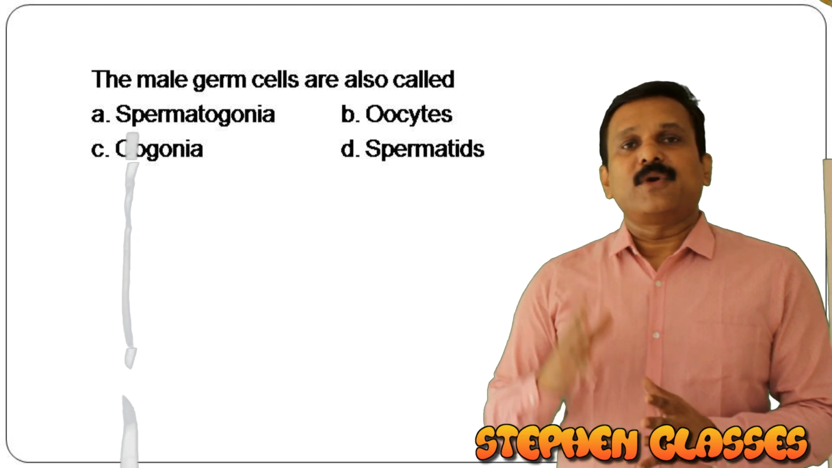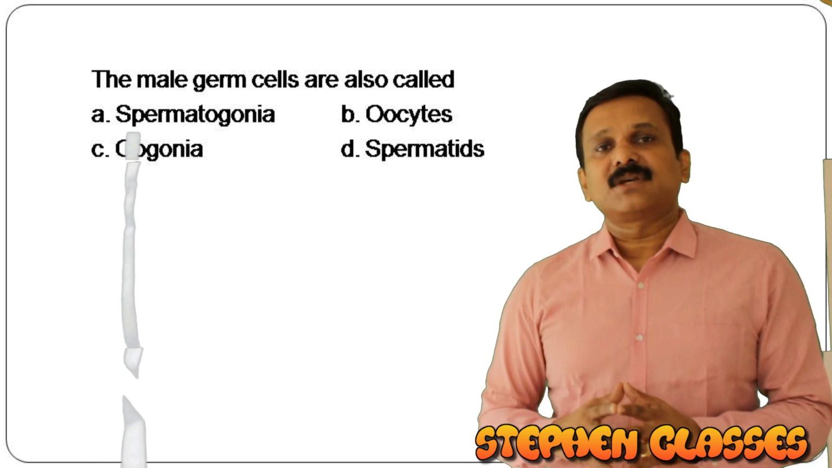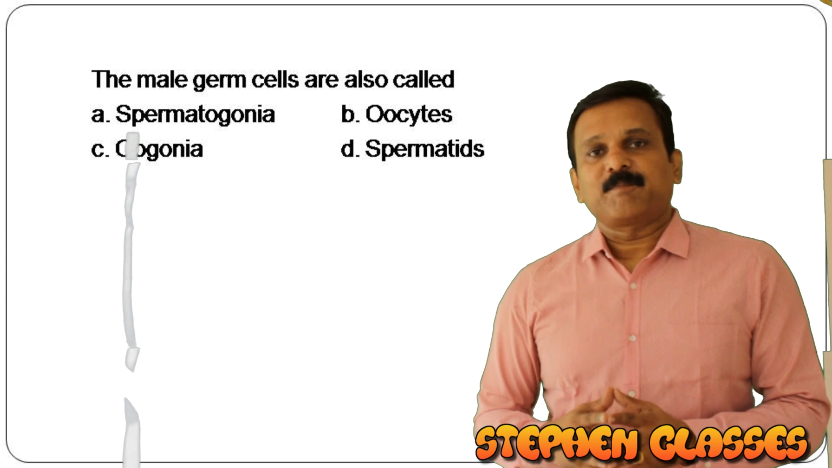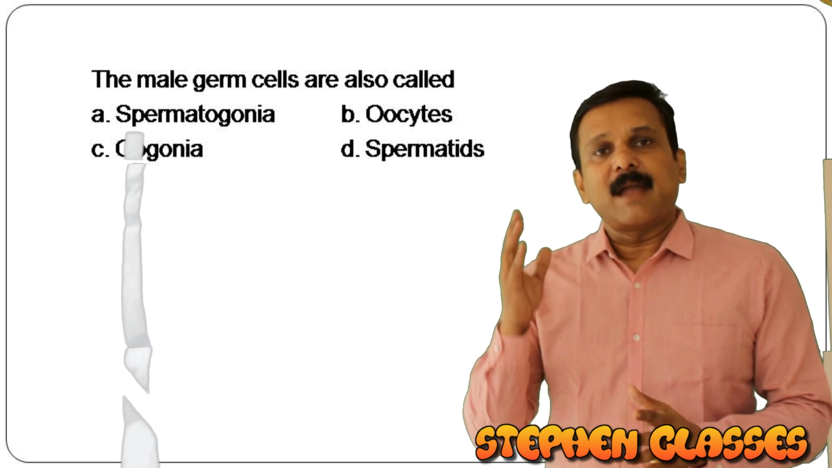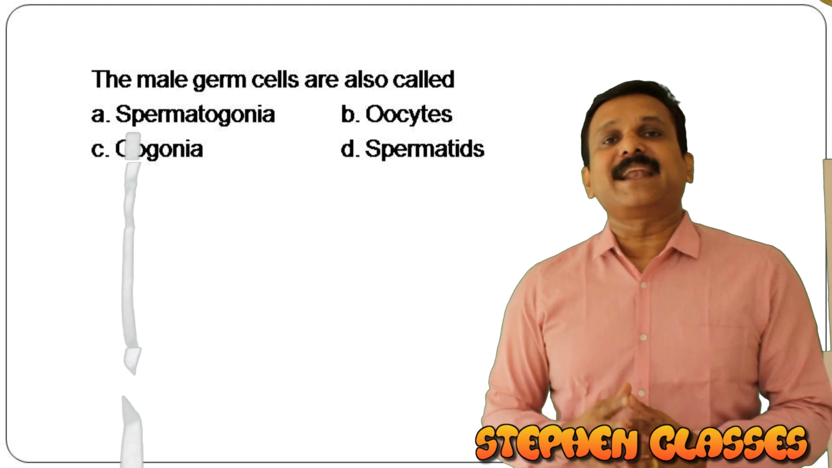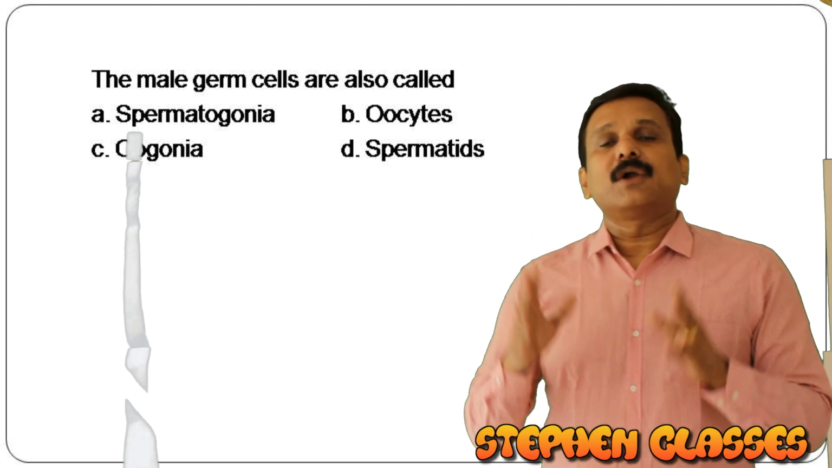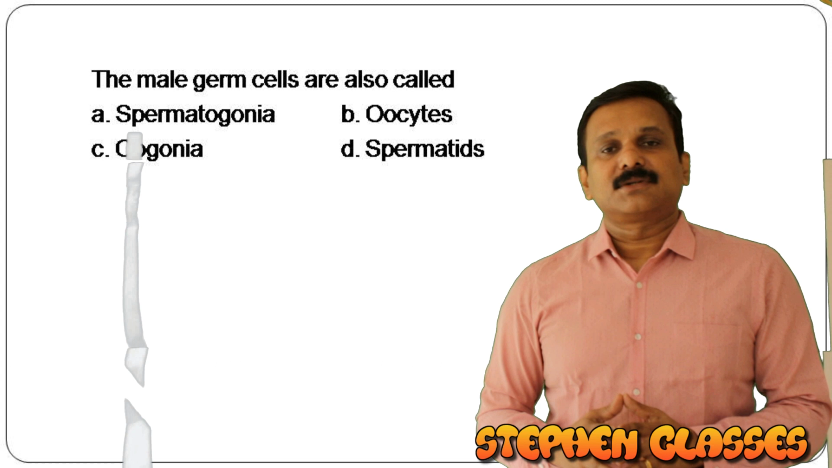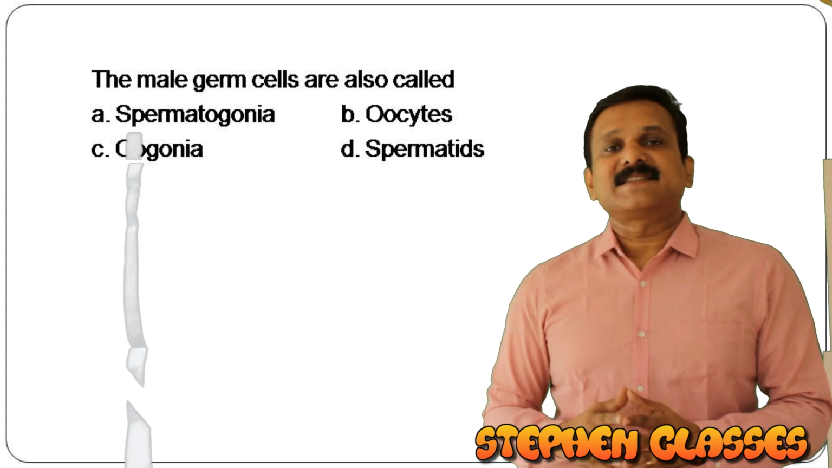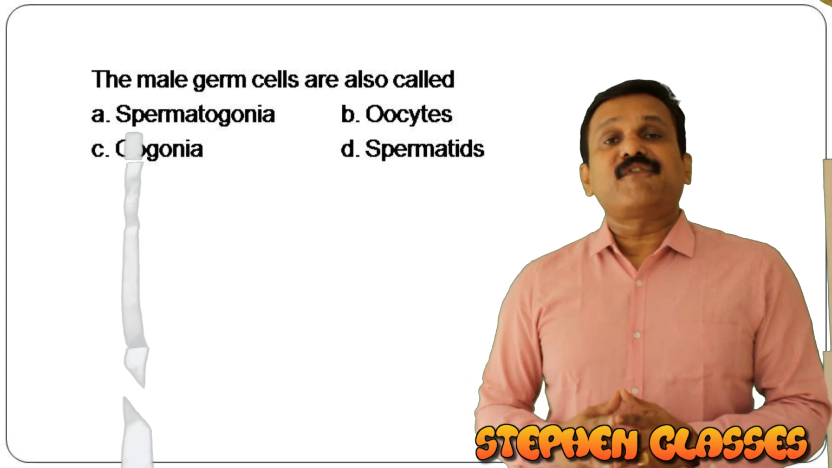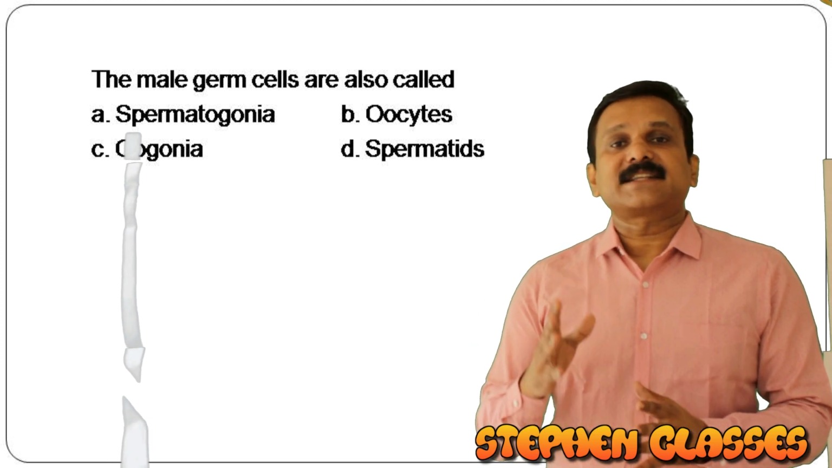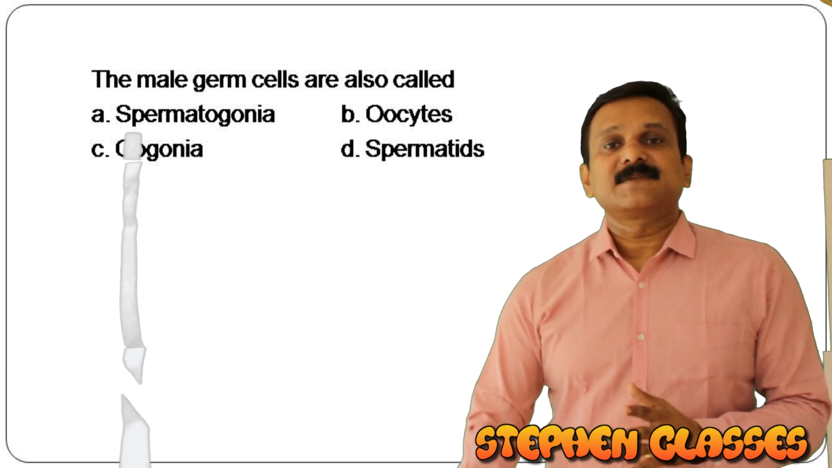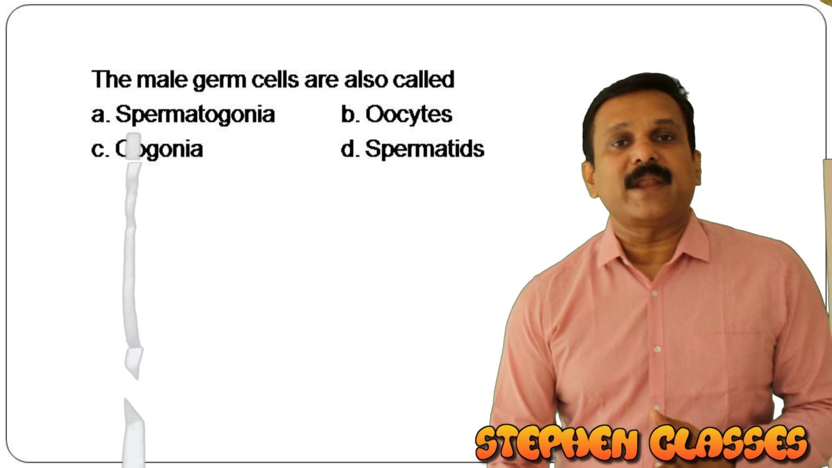Now oogonia, they are the cells from which oogenesis will begin. During female embryonic development itself, all the oogonia will be formed. Then spermatids, they undergo differentiation to form spermatozoa. So here the correct answer will be male germ cells are also called spermatogonia.